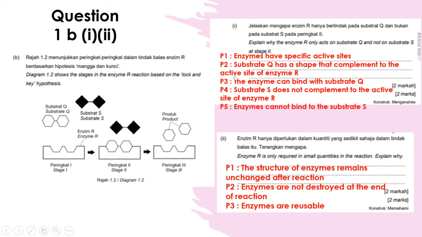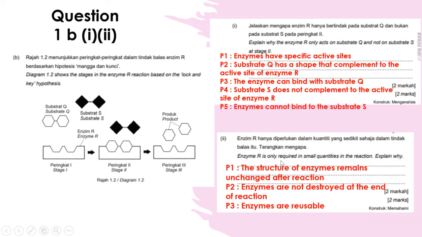Okay, so this is the suggested answer. The full mark here is 2 marks. Next we go to question B2. Enzyme R is only required in small quantities in the reaction. Explain why. Required in small quantities is a characteristic of the enzyme.